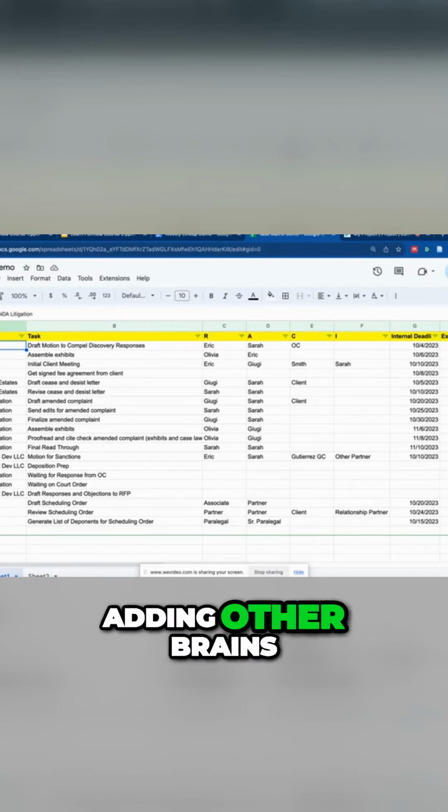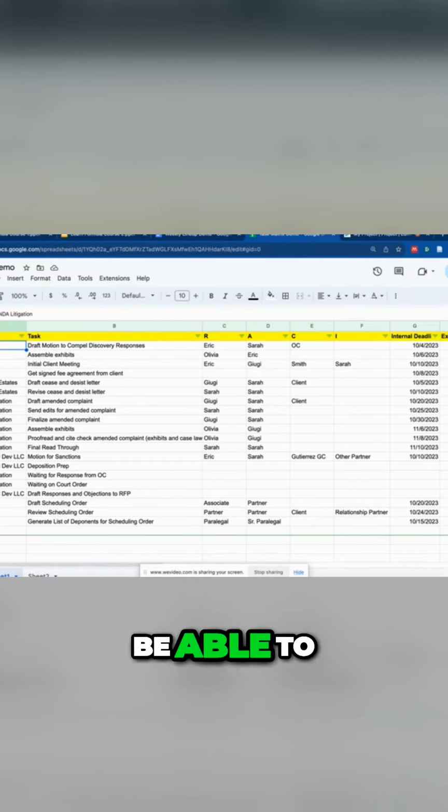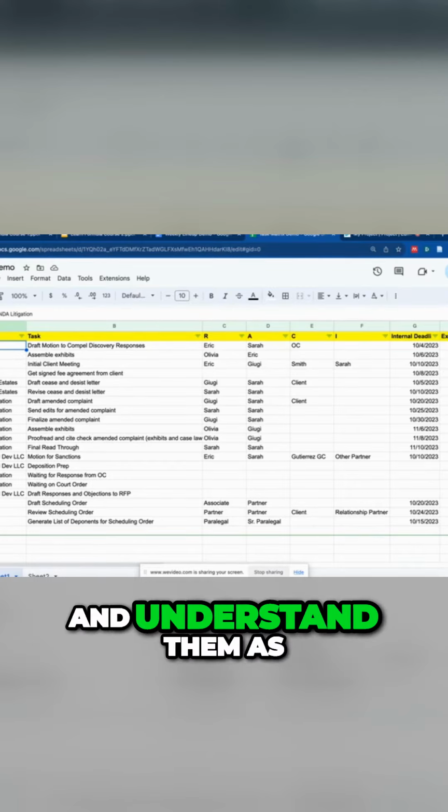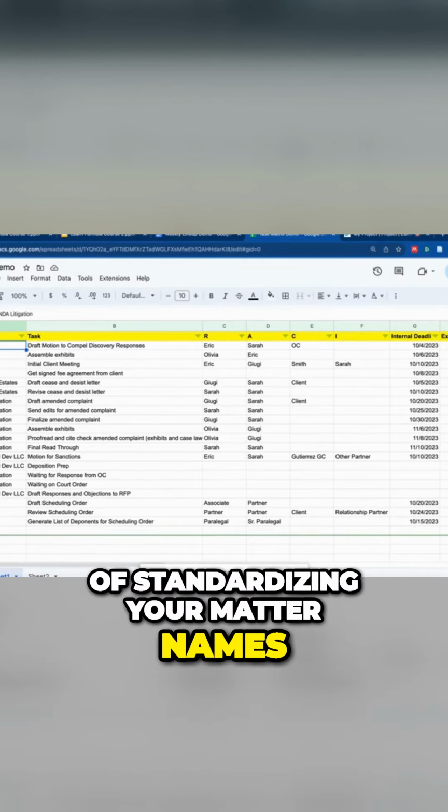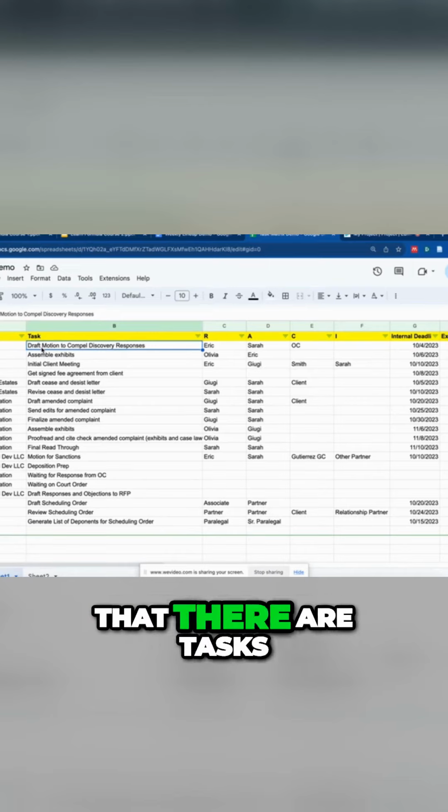But once you start adding other brains to the mix, they need to be able to both name them and understand them as rapidly as you do. So it's a good idea to begin, or if you haven't done so, get into the habit of standardizing your matter names. Then you will see that there are tasks.